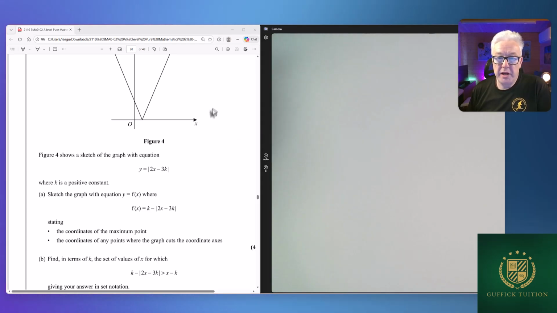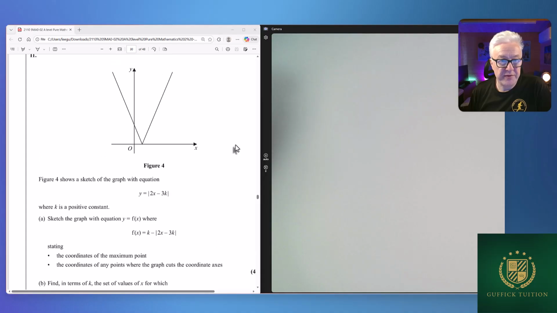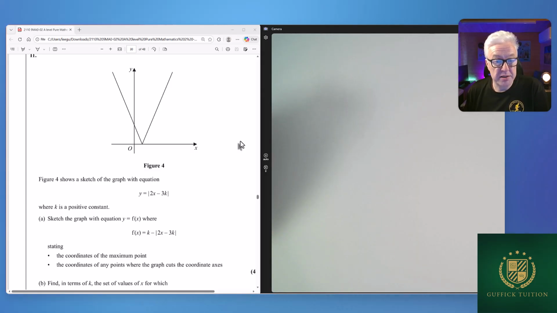Hello everyone, we've got here a tricky modulus function question. It says figure 4 shows a sketch of a graph with the equation y is equal to the modulus of 2x minus 3k, where k is a positive constant. Sketch the graph with the equation y is equal to f of x, where f of x equals k minus the modulus of 2x minus 3k.